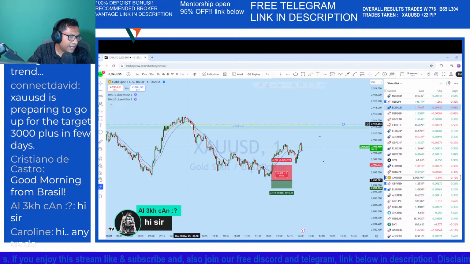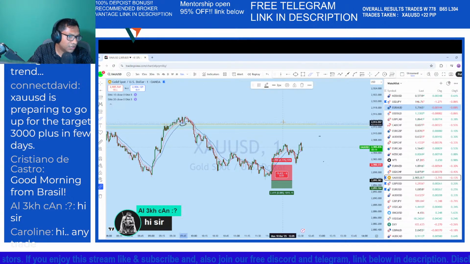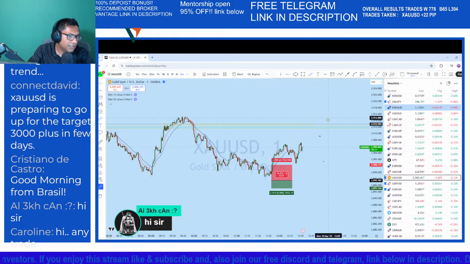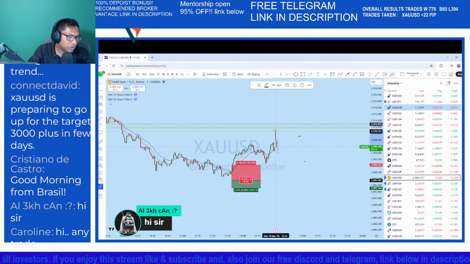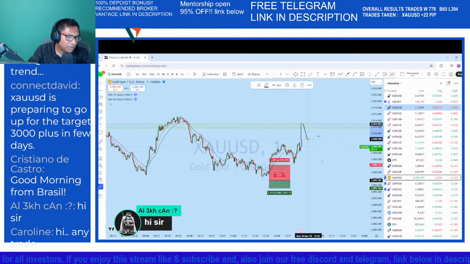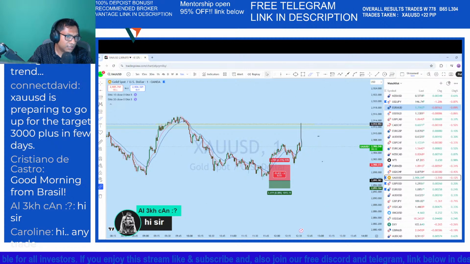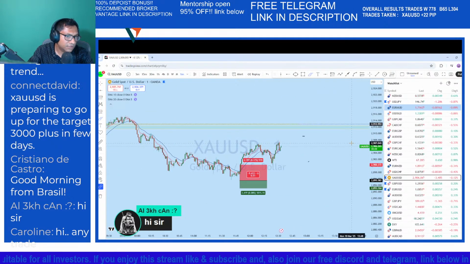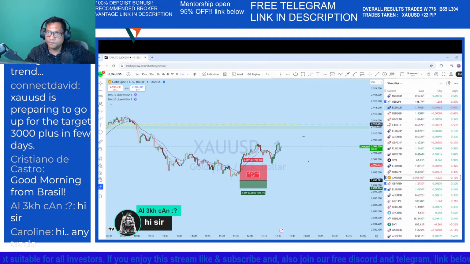This is a very important neckline here, which is the support turning resistance. In that case, we could see the market hit that level and then trend in that direction. We could see that that's happening.